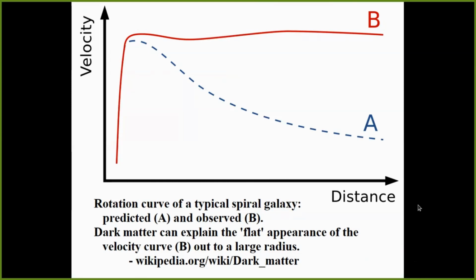One method that professionals use to explain this flat plot along the top, B in red, is the presence of dark matter that we cannot see. And the professionals are having trouble explaining what dark matter really is. It seems to have a gravitational effect, but we can't sense it otherwise.